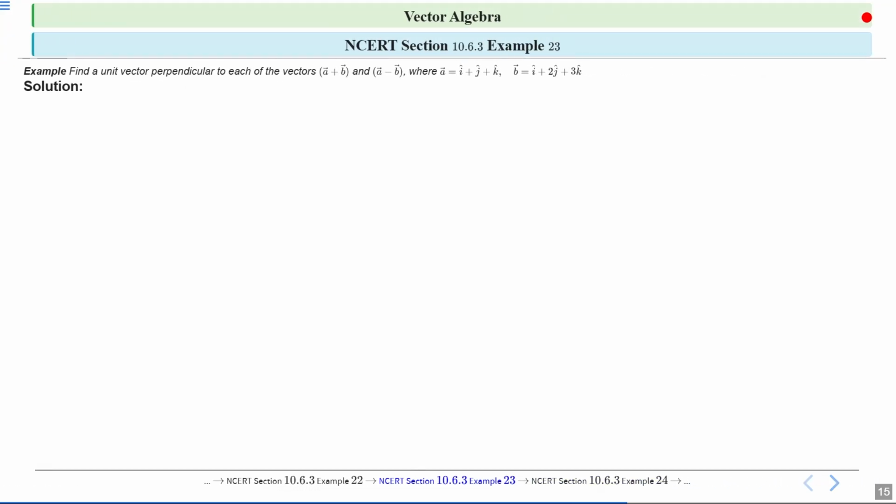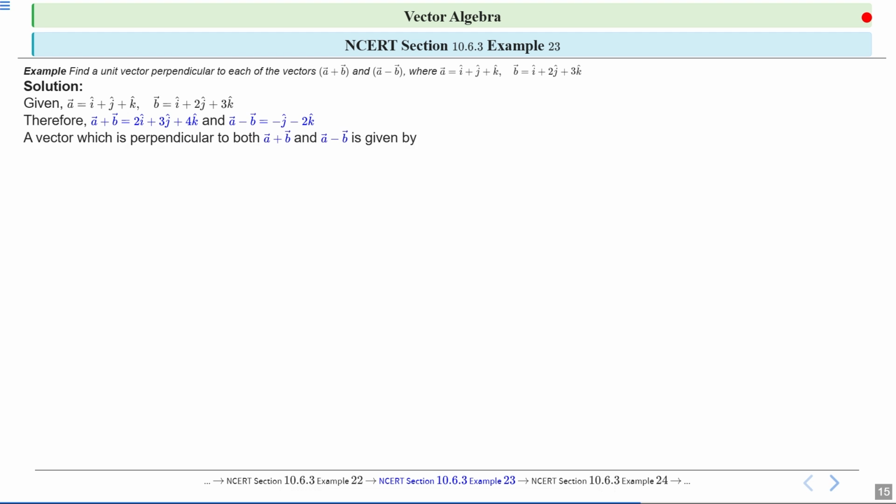The question asks us to find a vector that is perpendicular to each of the given vectors A vector plus B vector and A vector minus B vector. Here A vector and B vector are given. Therefore, let's add and subtract the vectors. A vector plus B vector will be equal to 2 i cap plus 3 j cap plus 4 k cap, right? It is i cap plus i cap, j cap plus 2 j cap, k cap plus 3 k cap. And A vector minus B vector will be equal to i cap minus i cap, j cap minus 2 j cap, k cap minus 3 k cap, which will be equal to minus j cap minus 2 k cap, right? Which simplifies to 0 i cap minus 1 j cap minus 2 k cap, or we can say minus j cap minus 2 k cap, right?